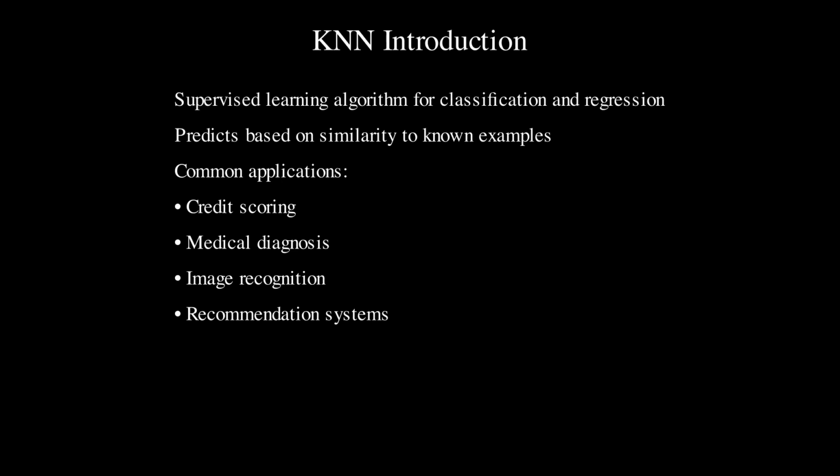Welcome to our exploration of K nearest neighbors, or KNN, one of the most intuitive yet powerful machine learning algorithms. KNN is a supervised learning algorithm used for both classification and regression tasks. Its fundamental principle is remarkably simple. It makes predictions based on the similarity to known examples.